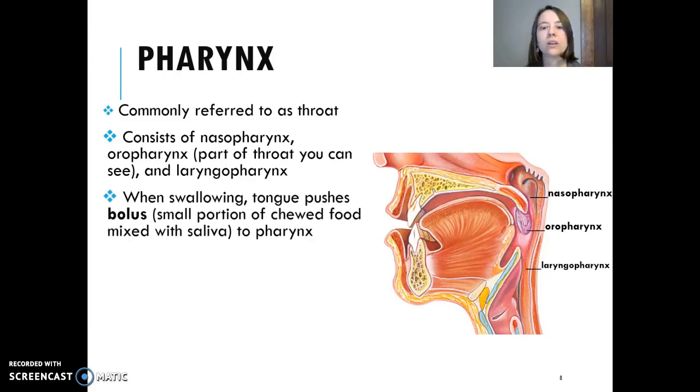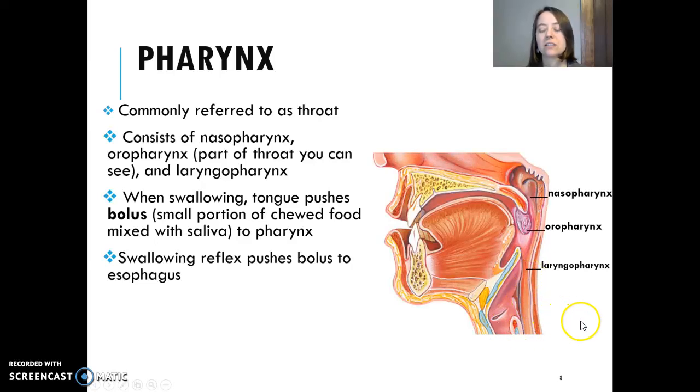So when swallowing, the tongue pushes a bolus, which is a small portion of chewed food that has been mixed with saliva, into the pharynx. And so the food is now called a bolus. The swallowing reflex pushes the bolus to the esophagus. If you remember, in the respiratory system we were talking about the trachea, and now we're going to be talking about posterior to the trachea, the esophagus.